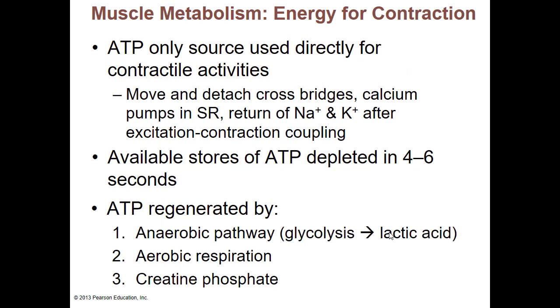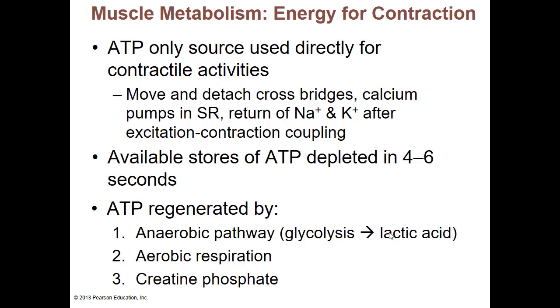Now, for us to contract these muscles, we need energy to do it, and the main energy we need is ATP. What do we need ATP for? We need it to detach the cross bridges, those myosin heads from the actin, because if you don't have that, that's where you get rigor mortis. We need it to pump calcium back into the sarcoplasmic reticulum after we're done using it. We need it to control the sodium-potassium pump, to kick sodium out of the cells and put potassium back in, after we excite the muscle itself.